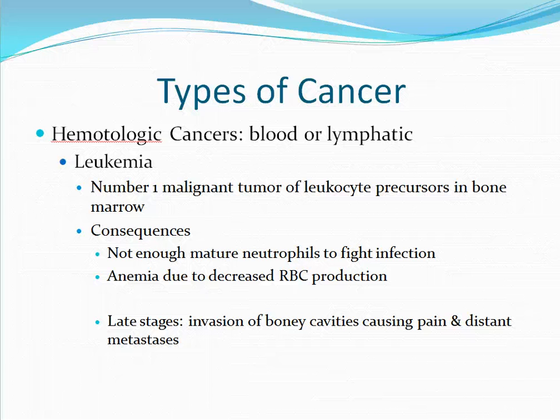The consequences of this are that not enough mature neutrophils are produced to help the body fight infection, so you tend to see an increased risk of infection. Also, anemia develops due to a decreased ability to produce red blood cells because all the energy is going into the production of these white cells. In later stages, invasion of the bony cavities occurs, causing pain and distinct metastases.